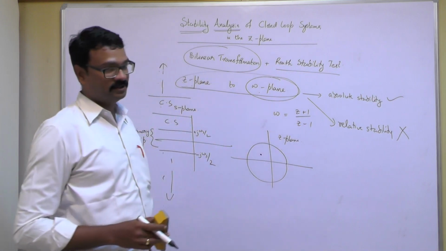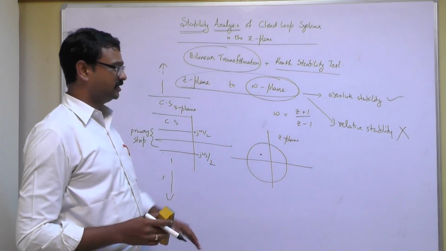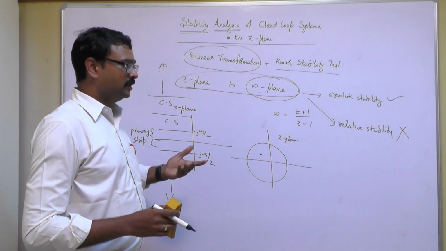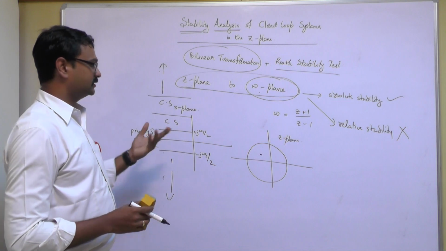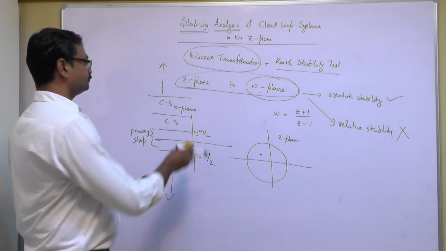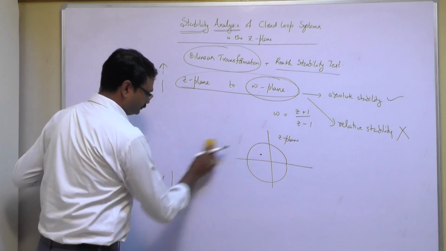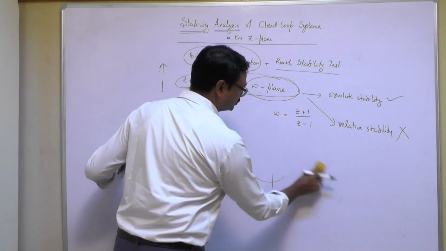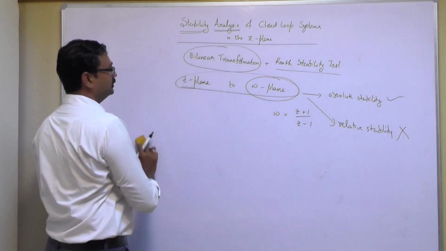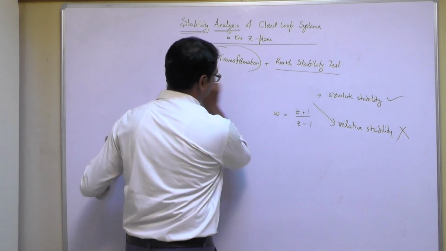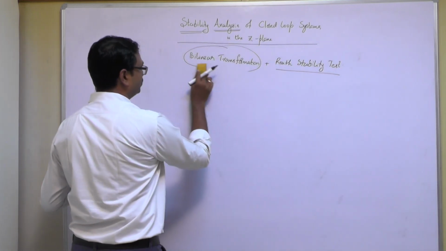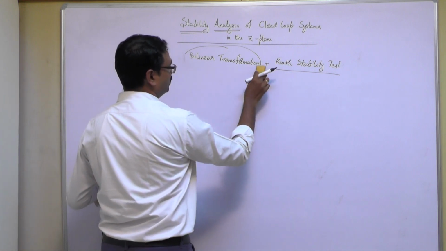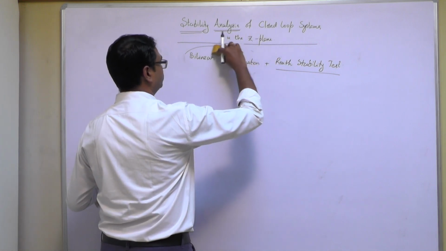Therefore, relative stability cannot be obtained in this, because there are many strips. All the complementary strips are neglected in the w plane, right? So, relative stability is not possible using this bilinear transformation. Only the absolute stability is possible. Now, what is a bilinear transformation and how is it obtained?